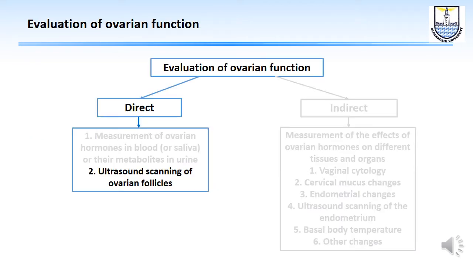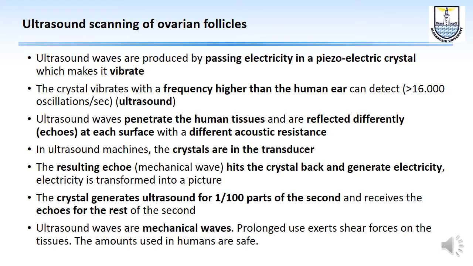Now we come to another method of direct evaluation of ovarian function, which is looking at the ovary with ultrasound. So how does ultrasound work? Well, ultrasound waves are produced by passing electricity into a piezoelectric crystal, which makes it vibrate. Now you pass electricity in the crystal, it vibrates. You bring back vibration to the crystal, it generates electricity. So when this crystal vibrates, it vibrates with a frequency which is higher than the human ear can grasp, more than 16,000 oscillations per second. This is what's called ultrasound.